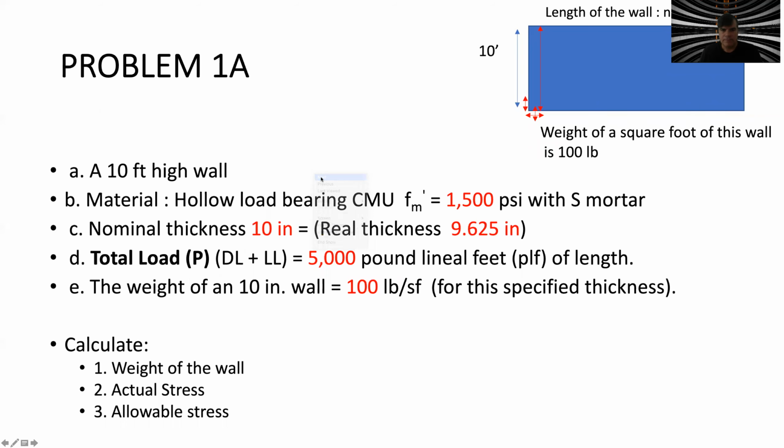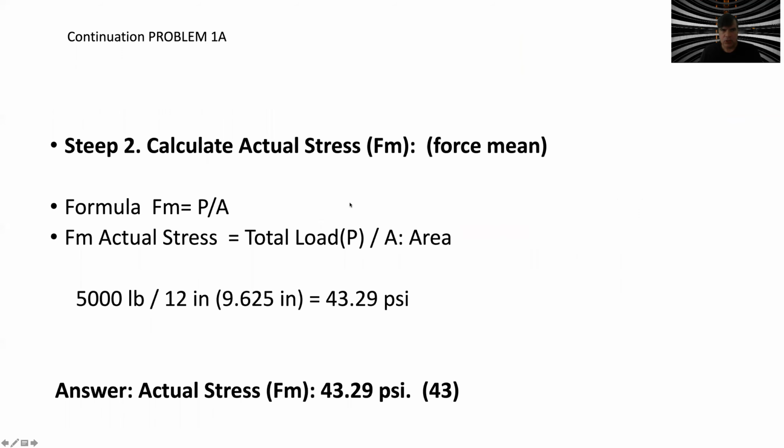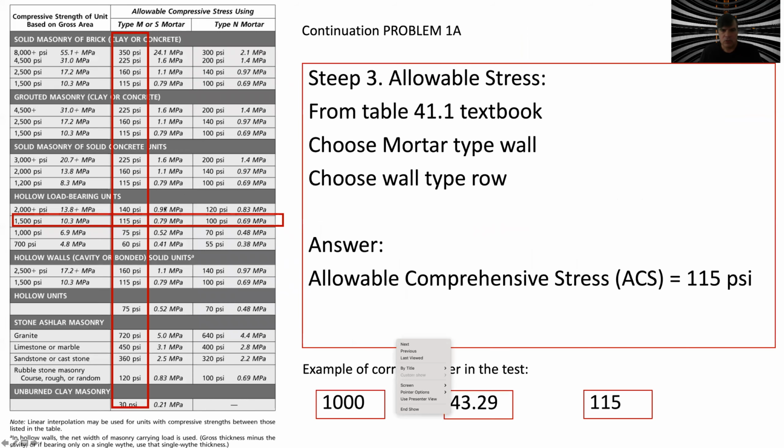For the next one, we just divide 5,000 by the total 1 foot, that is 9.625 multiplied by 12. And finally, we just locate the compressive stress and we write the 3 numbers. That is all that you need for module number 3. I will do this problem again twice.